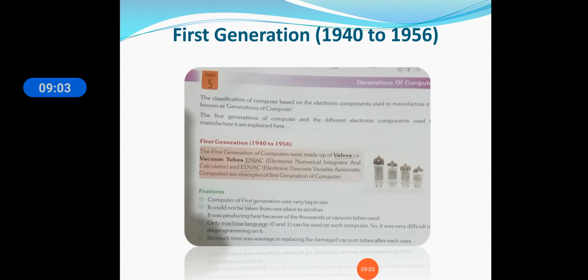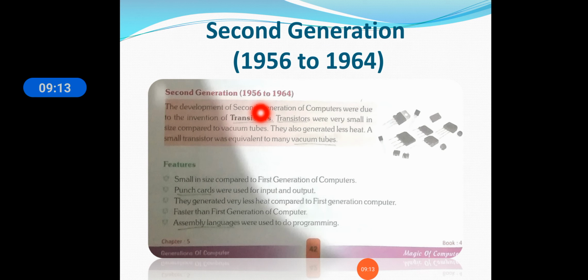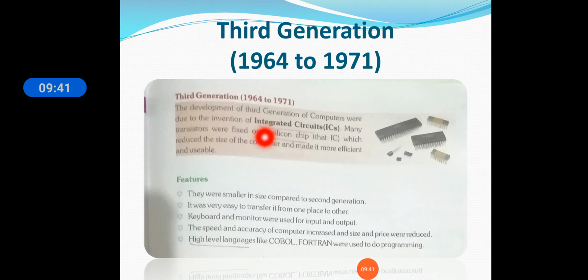So the first generation used vacuum tubes, and the examples are ENIAC and EDVAC. In the second generation, transistors were introduced between 1956 and 1964. Now students, see here, second generation computers used transistors, and they were small in size compared to the first generation. Punch cards were used for input and output, and they generated very less heat compared to first generation computers. And in the third generation, we have seen ICs were introduced, and these were small in size compared to the second generation.